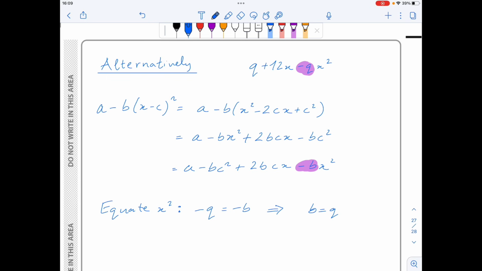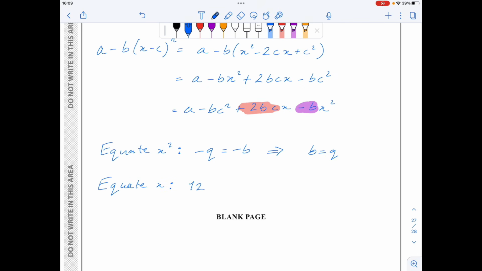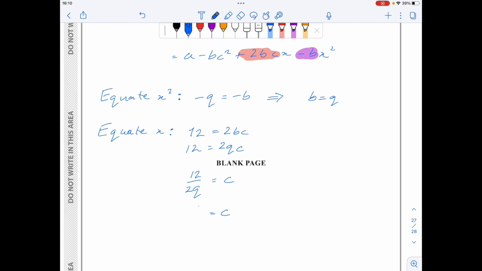I will then equate coefficients of x. In the original expression, I have plus 12. In the target expression, I have 2bc. So 12 equals 2bc. Now b is found to be q, so 12 equals 2qc, which means that c is equal to 12 over 2q. If you simplify this, you'll get 6 over q.